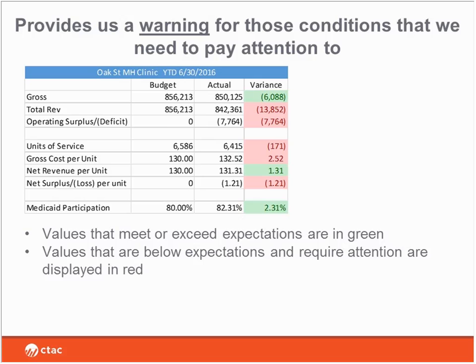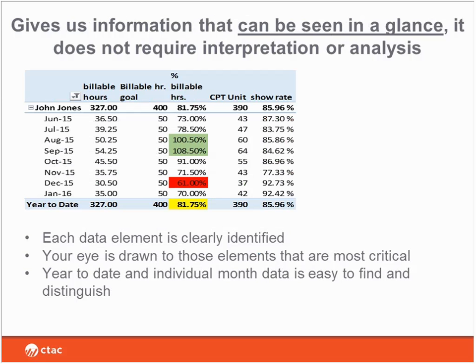But one of the big components, as we mentioned, is the warning signs here. And it's information that can be seen in a glance. It does not require interpretation or analysis, right? So this is one version of a productivity discussion. In our previous presentation, we talked about productivity. We talked about, one way to look at it is billable hours versus unit counts and so forth.